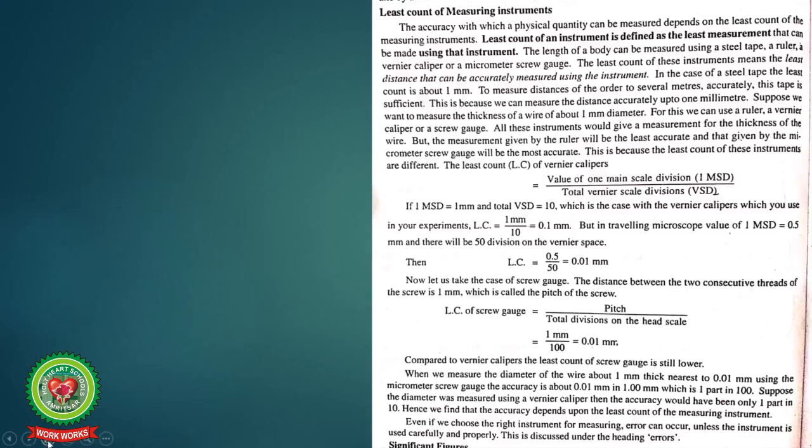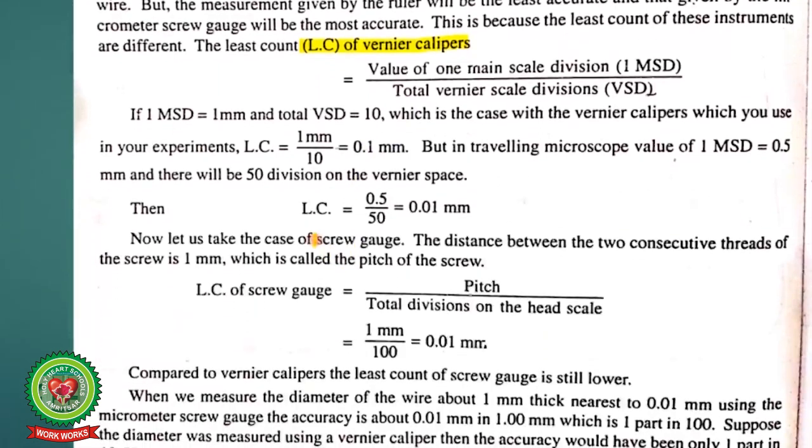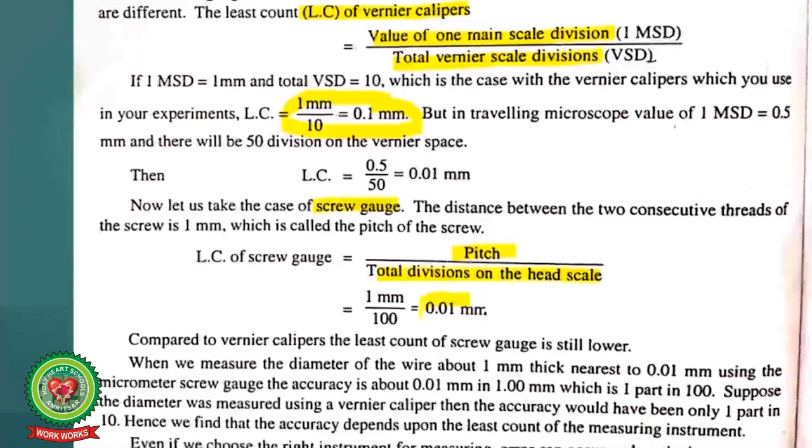In your book it is given that least count is defined as the least measurement that can be made by that instrument accurately. They have taken two examples, one of the vernier caliper and second of the screw gauge. The least count of a vernier caliper is the value of one main scale division divided by the total number of vernier scale divisions, and it comes out to be 0.1 mm. On the other hand, for a screw gauge, least count is equal to pitch divided by the total number of divisions on the head scale, and the answer is 0.01.